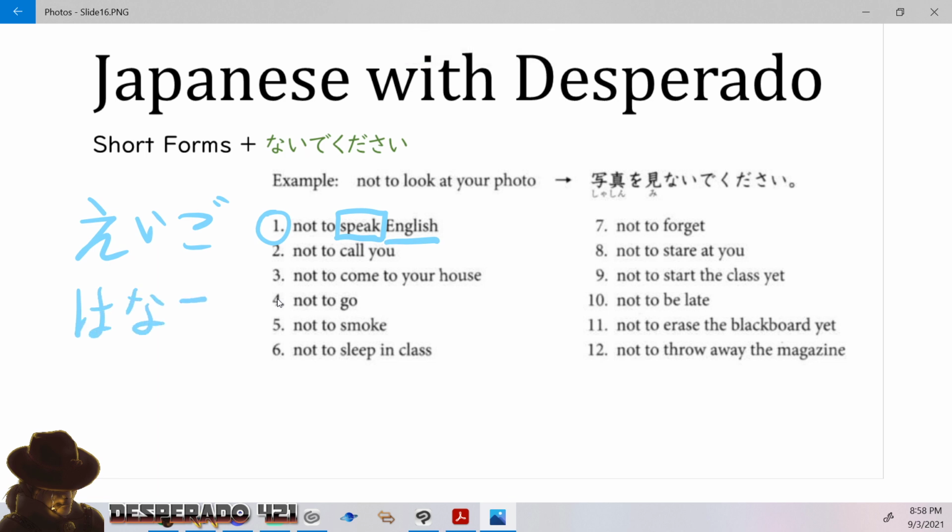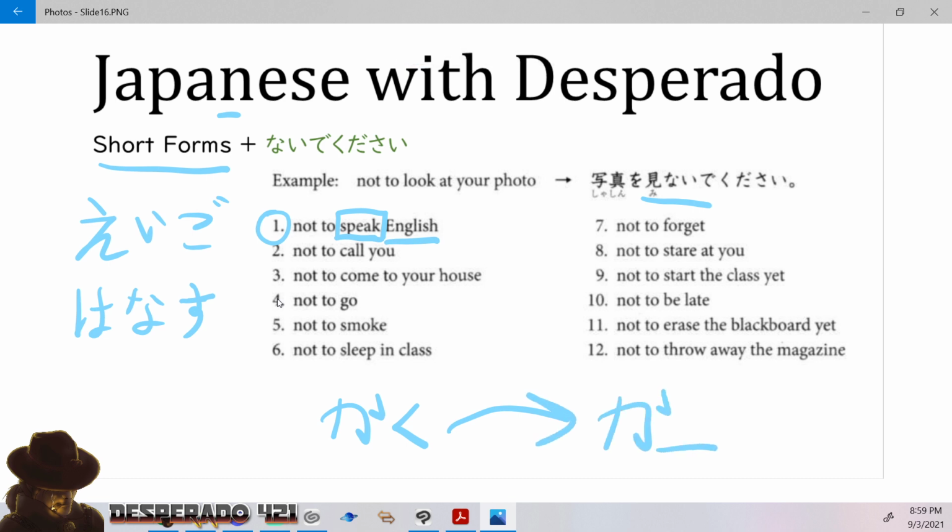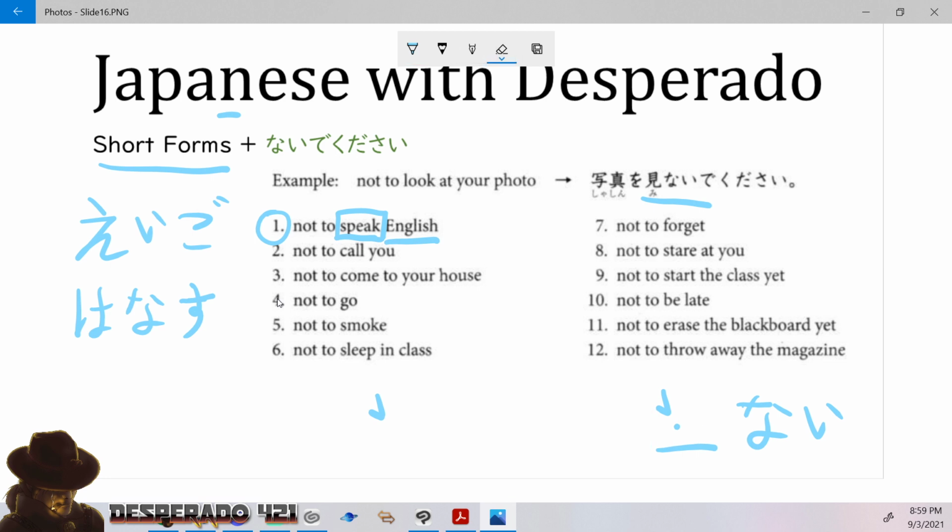Which would be like hanashimasu. Yeah. But we have to use the short negative form. Hanashinai. Do you remember on the other one where we had kaku? In the other example, kaku becomes kanai. Hanasanai. Very good. So the particle we use for this one is de. That's like speaking in the language.